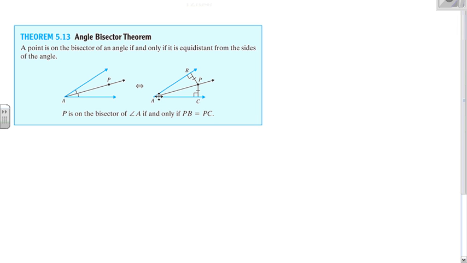We have the angle bisector theorem, which states if you have an angle bisector, any point on the angle bisector is equidistant, the same distance from the sides of the angle. And distance always has to be perpendicular to the line that we're measuring from.